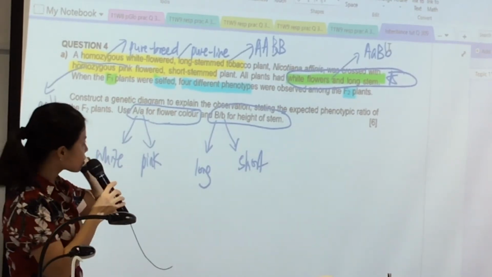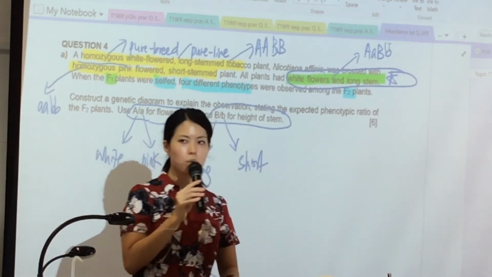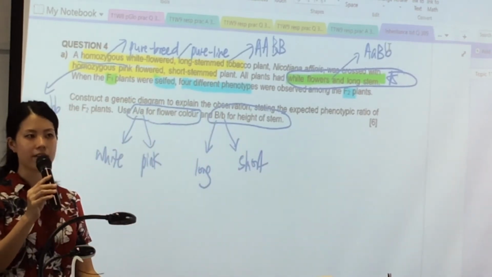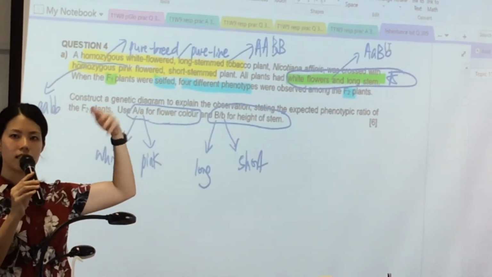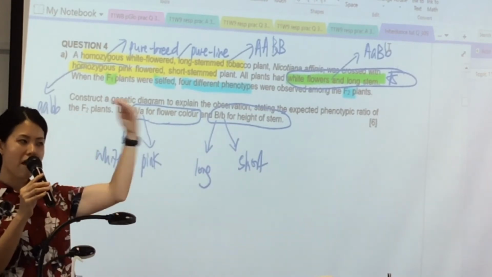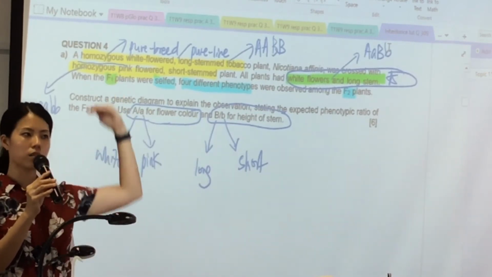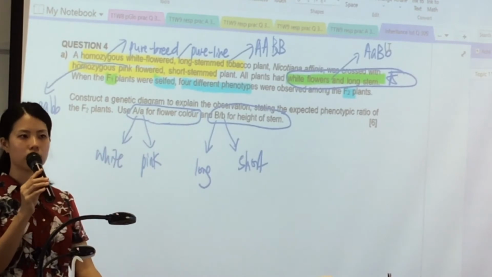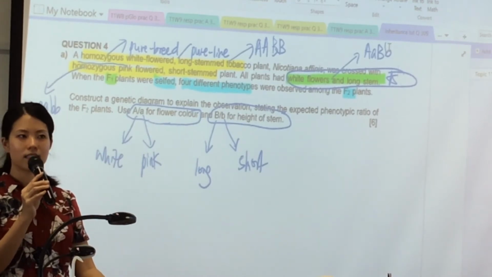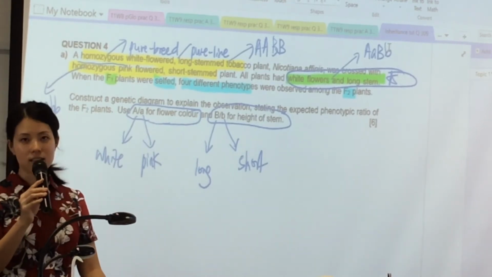Now the next question that students will ask me is this: do I have to start with the parental generation in my genetic diagram? Should I just do F1 and F2, or should I go all the way from the parent to the F1 to the F2? Which one? That's a very valid question. You should do all the way, starting from parent.